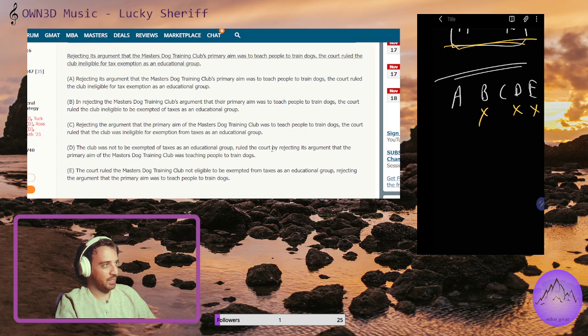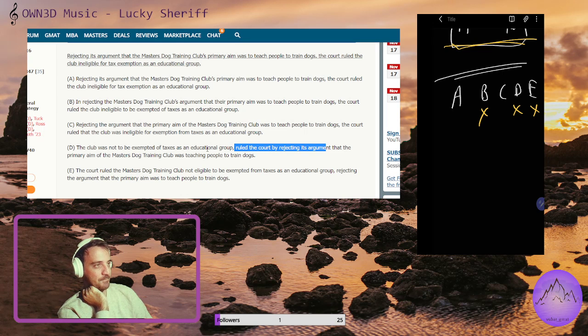The court doesn't rule something by rejecting an argument. It rules something because it rejected an argument. So the meaning here has actually gone, like, rejecting the argument is not the method in the courtroom that the court uses to make rulings. So yeah, this didn't make logical sense, and so I kind of ruled it out based on that right there.